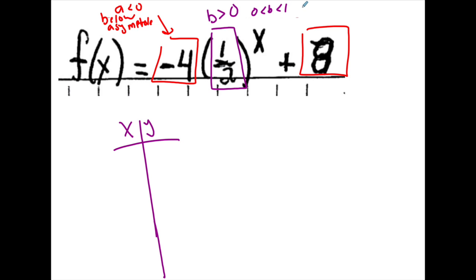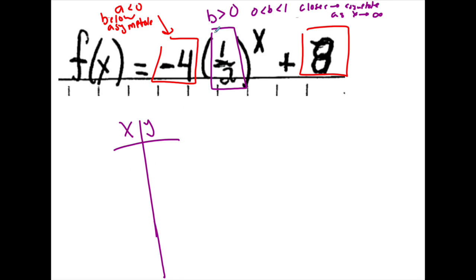So what that means is we're going to go closer to the asymptote as x gets larger and larger, right? Remember, when you have a b value that's more than 1, you're getting further from the asymptote. When you have a b value between 0 and 1, you're getting closer to the asymptote. Okay? So that's one thing to know as well.